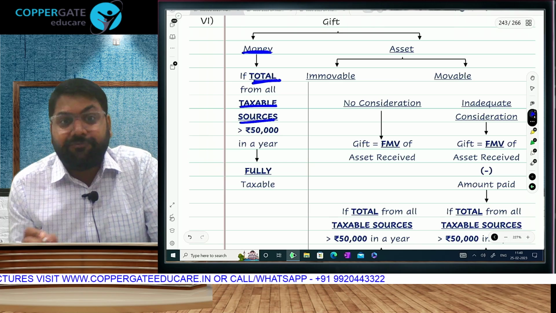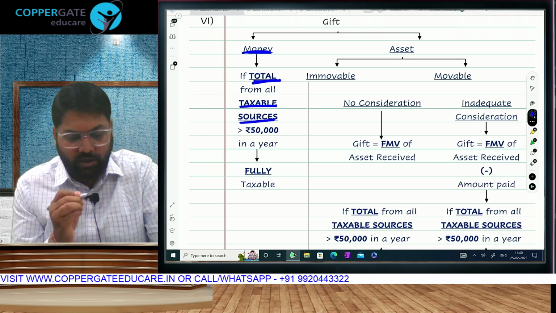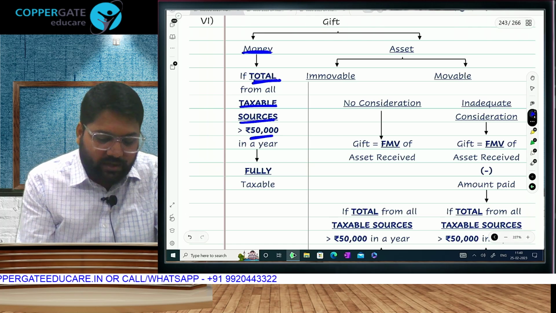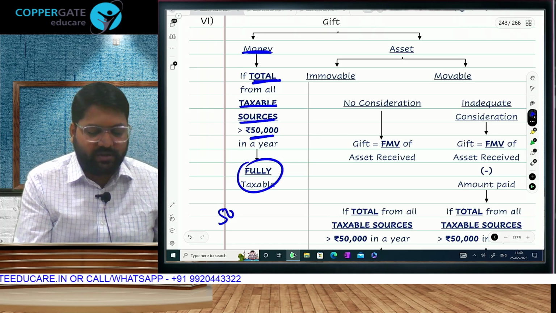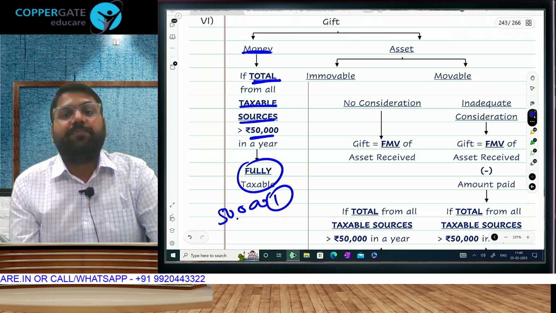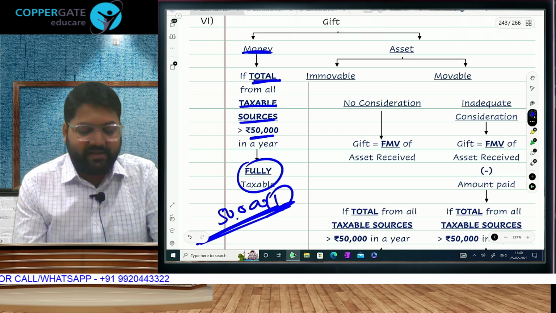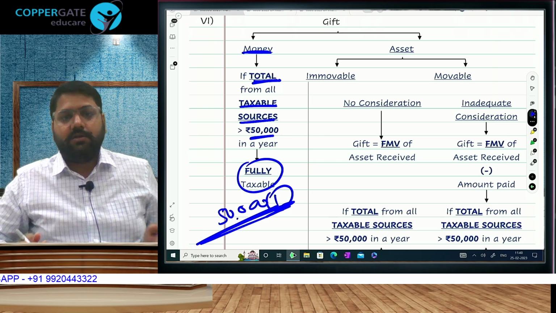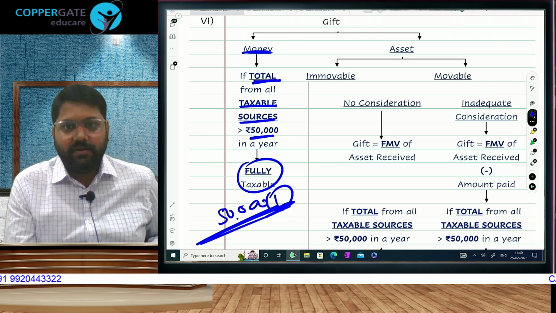Total. You don't get a 50,000 limit per transaction. It is total. So remove the exempt sources, take the taxable sources and take the total. If the total is more than 50,000, it is fully taxable. If you receive a gift of 50,001, this 1 rupee is of bad luck, because of this 1 rupee the entire 50,001 rupees will be taxable. So total exceeding 50,000, entirely it is going to be taxable.